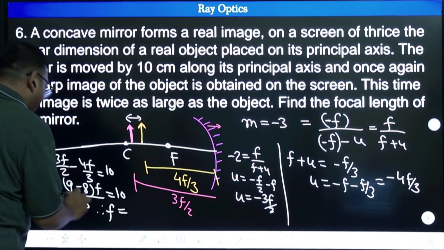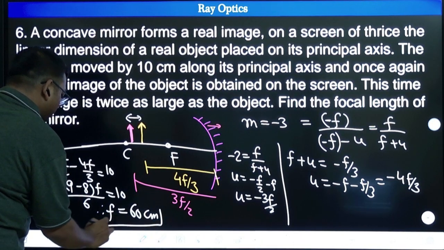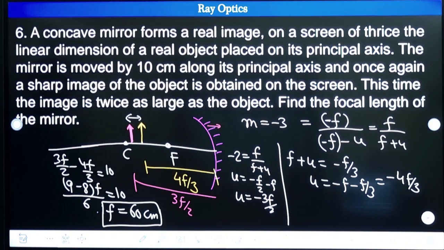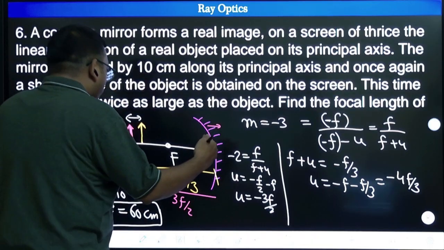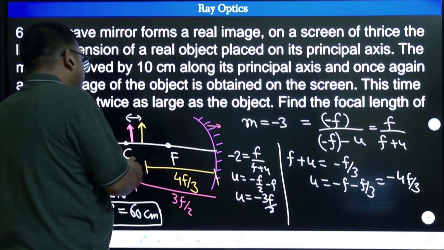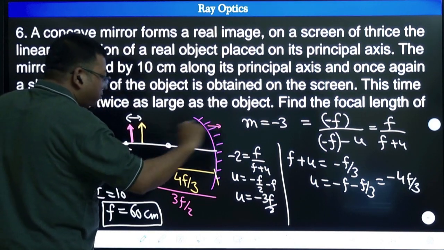So f will become 1 by 6, so 60 centimeter. This is one possible answer. I'm not saying that this is the only answer. But suppose I move this mirror closer. This was the initial position of the object, and this is the final position of the object when you move it away.